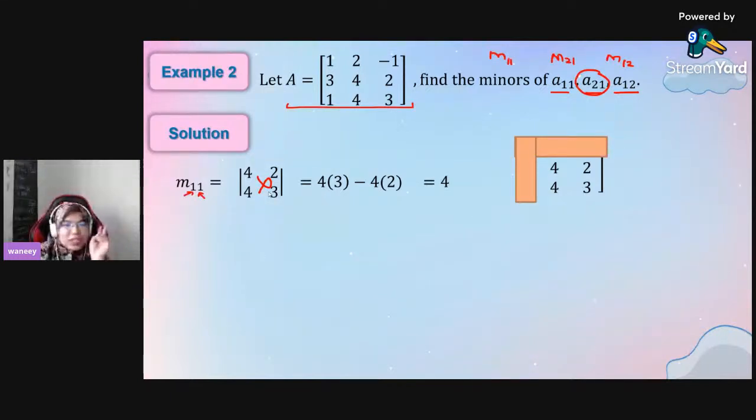Let us proceed to the second one, M21. Okay, so now the first number is 2, so we are going to delete the second row. The second digit over here is 1, so that means I'm going to delete the first column.